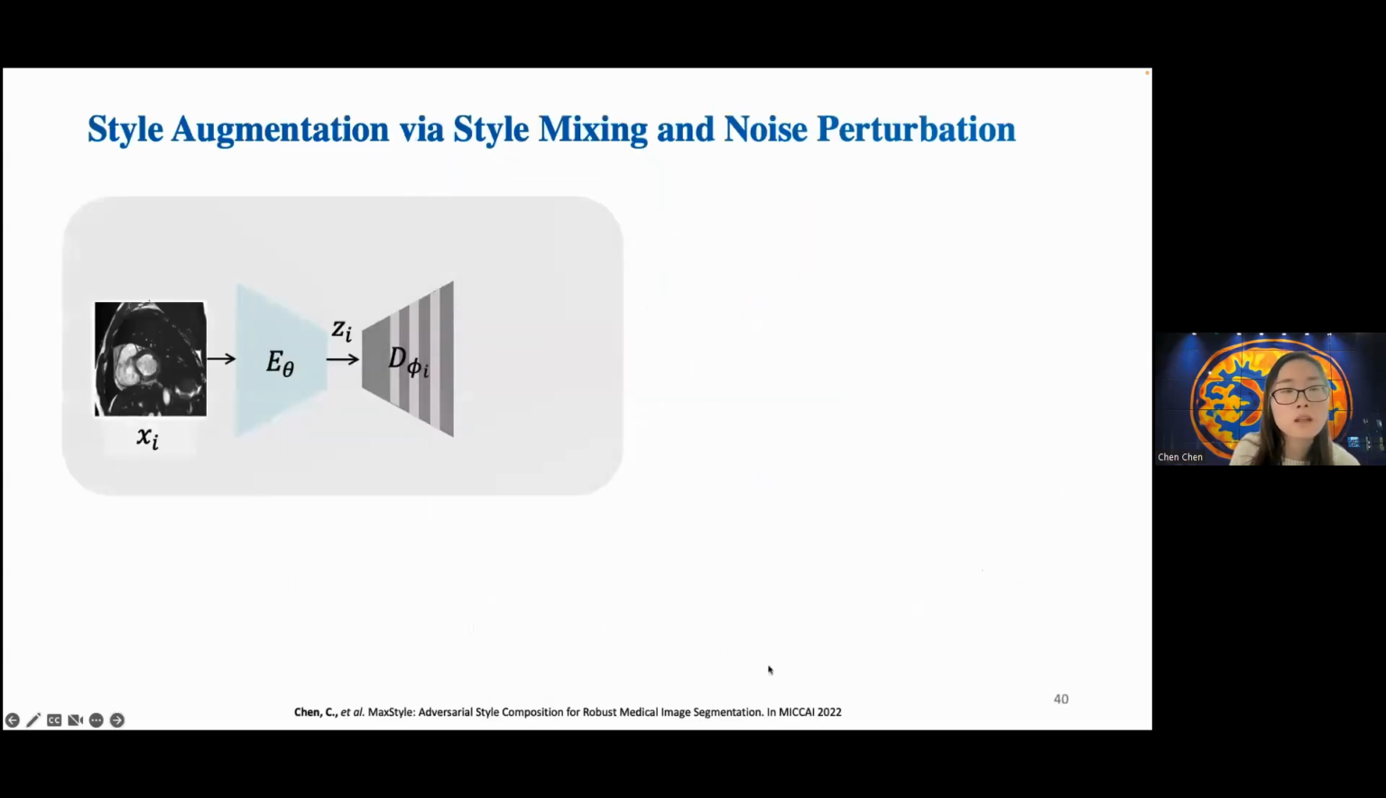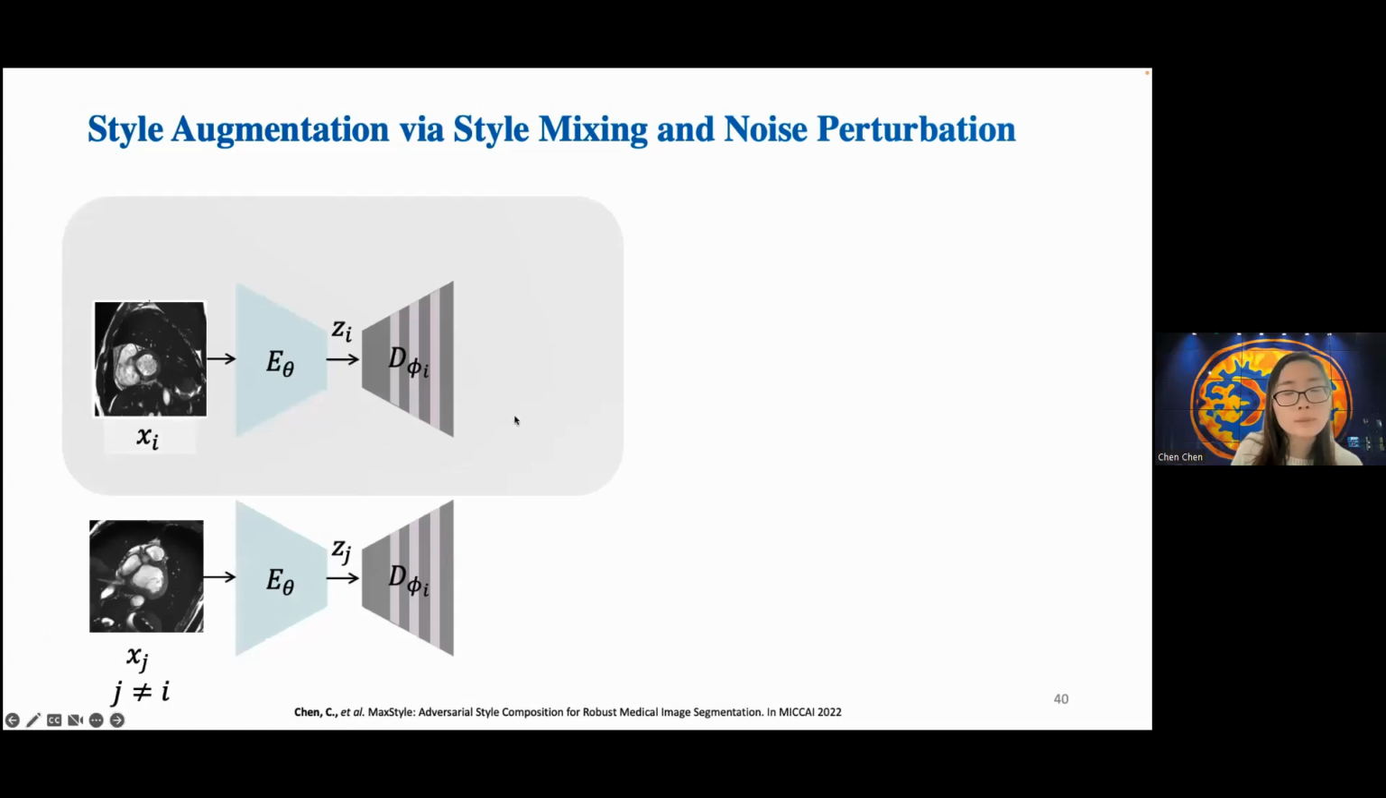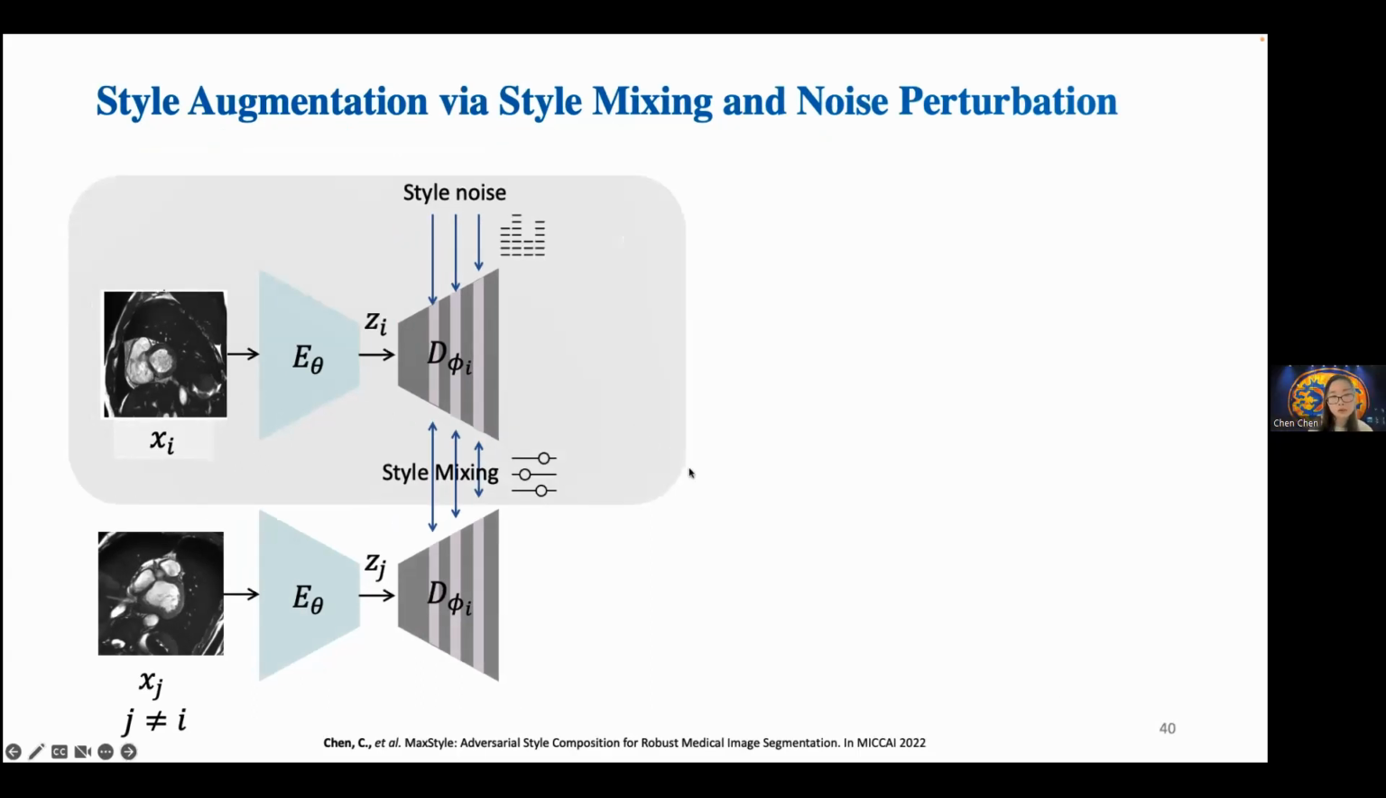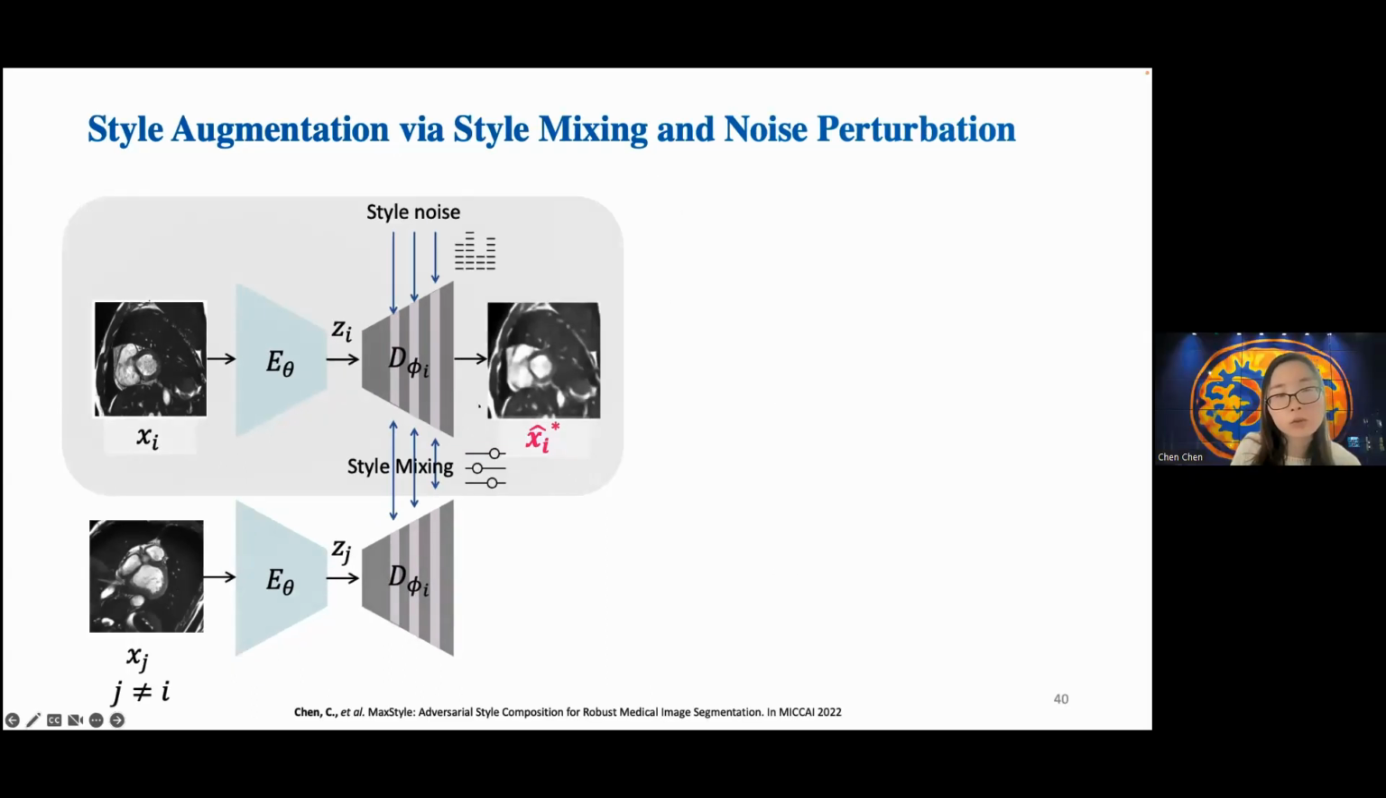Okay. So here it gives you more details about how this style augmentation works. We are given input images. We send these into the encoder and the decoder to get some feature code. We then augment the style of these features in the latent space by performing some style mixing between different instances. We further introduce more style noises into this latent style code in order to enhance the diversity of the features. And this will give us an image like this.